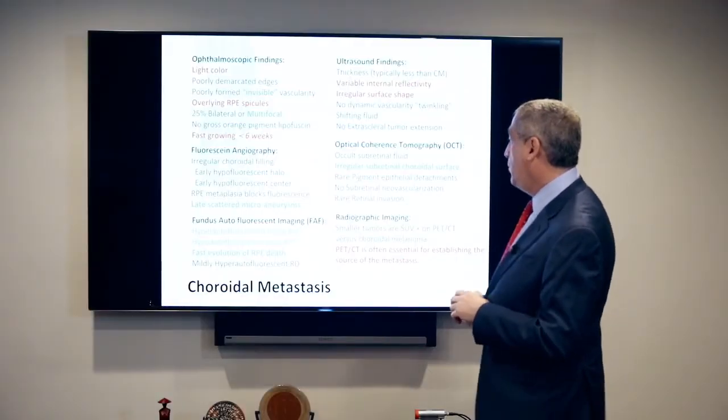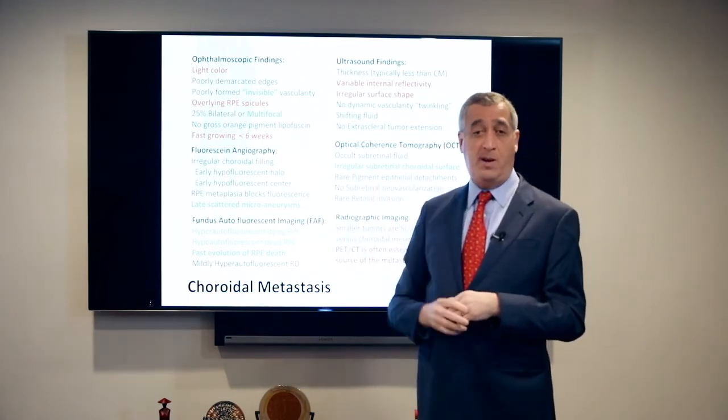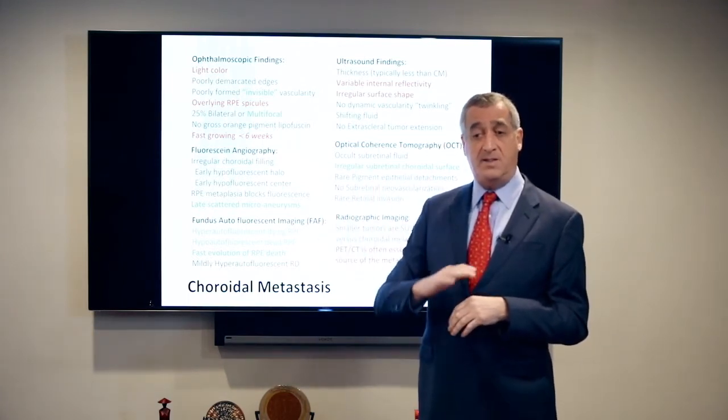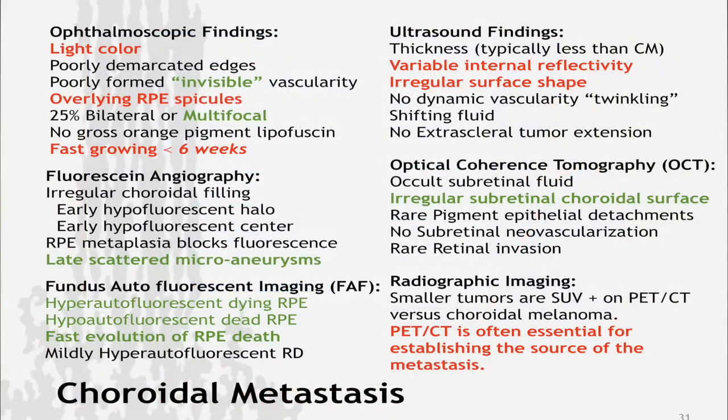In terms of OCT, unlike a melanoma that tends to be more dome-shaped, a metastasis tends to be more irregularly shaped. And so that helps us also with the diagnosis. There are a number of other findings, but those are really the clinical findings that you can use in your office to help differentiate a metastasis from a melanoma. Also, PET-CT, as you will see in the next slides, can be quite important.